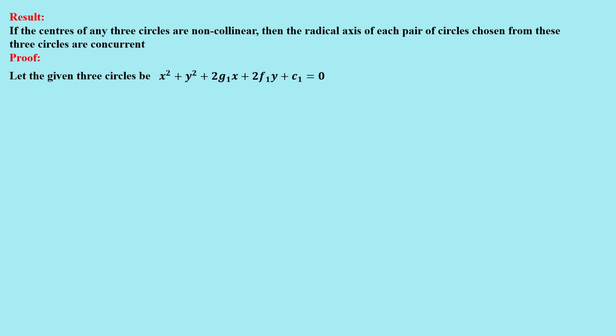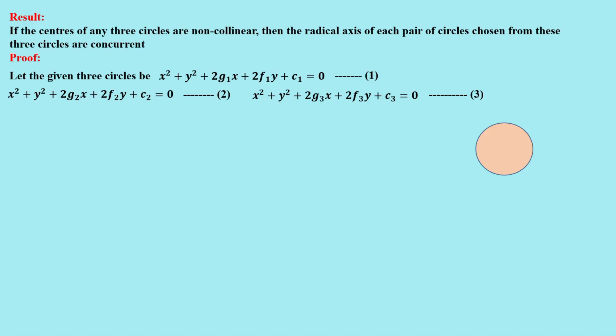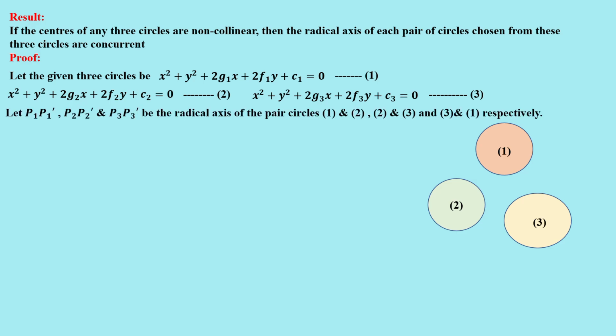Let the three given circles be x² + y² + 2g1x + 2f1y + c1 = 0, the first circle; x² + y² + 2g2x + 2f2y + c2 = 0, the second circle; and x² + y² + 2g3x + 2f3y + c3 = 0, the third circle. Let P1P1 dash, P2P2 dash and P3P3 dash be the radical axes of the pairs of circles 1 and 2, 2 and 3, and 3 and 1 respectively. So this is P1P1 dash, this is P2P2 dash, and this one is P3P3 dash.